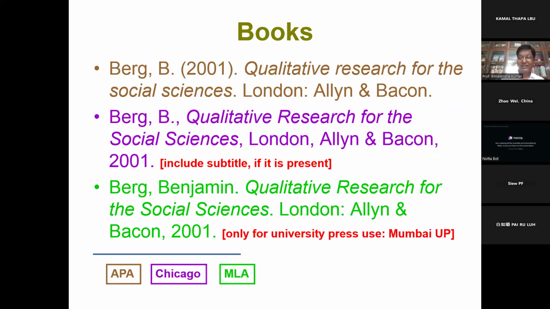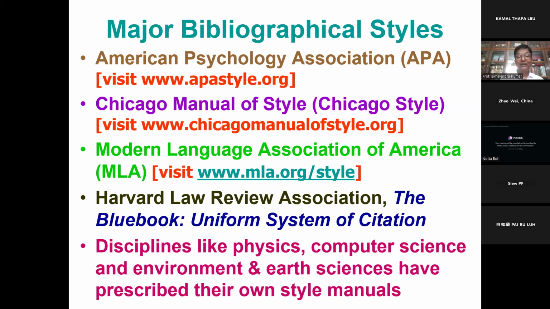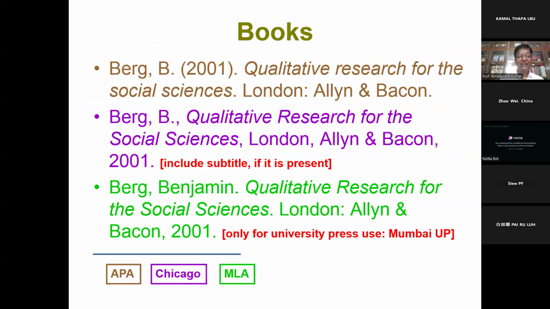So let us see how these are given. These are some examples. You will see that the brown color, that is the American, is the first one. The second one is the Chicago Manual, the third is the Modern Language, and the fourth is the Harvard. So you can see 1, 2, 3. That is American, then second is the Chicago Manual, and third is the MLA ninth edition.